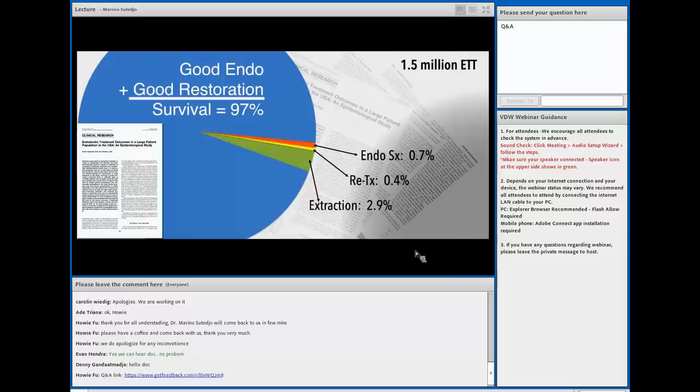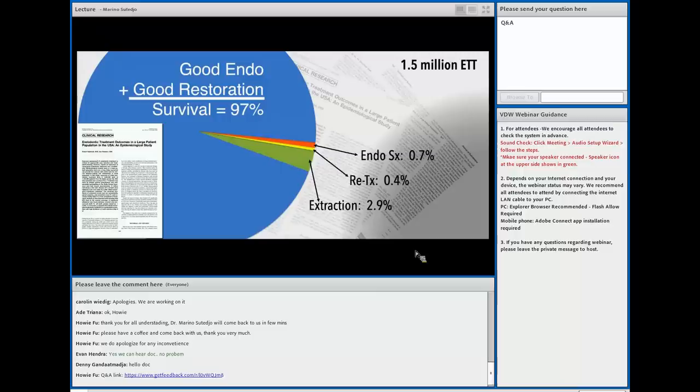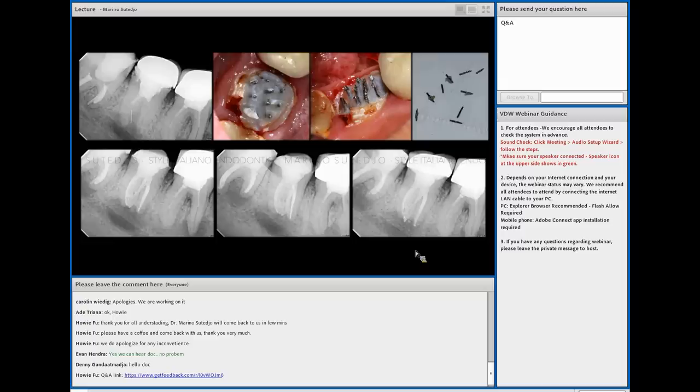So therefore, another research, which is quite large because it involved more than 1.5 million endodontically treated teeth, said that good endodontic treatment, if followed by good restoration, has a survival rate of 97%.